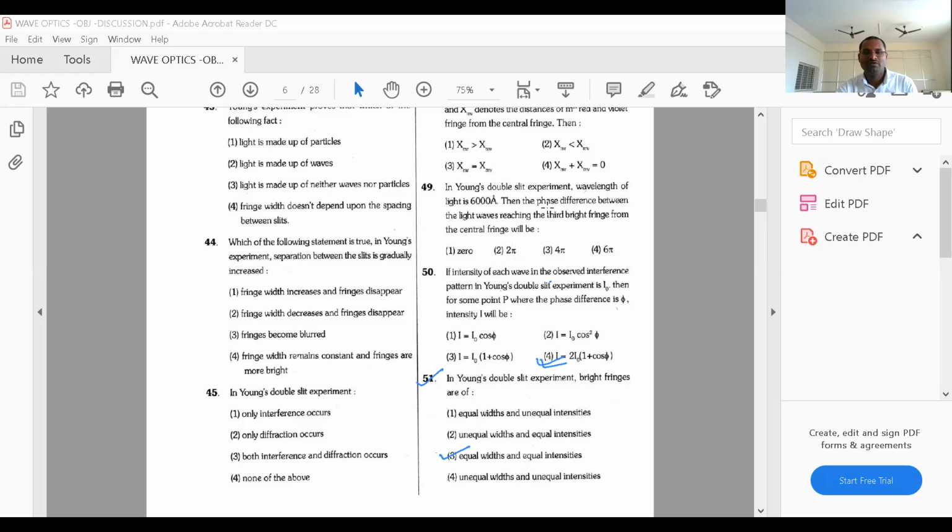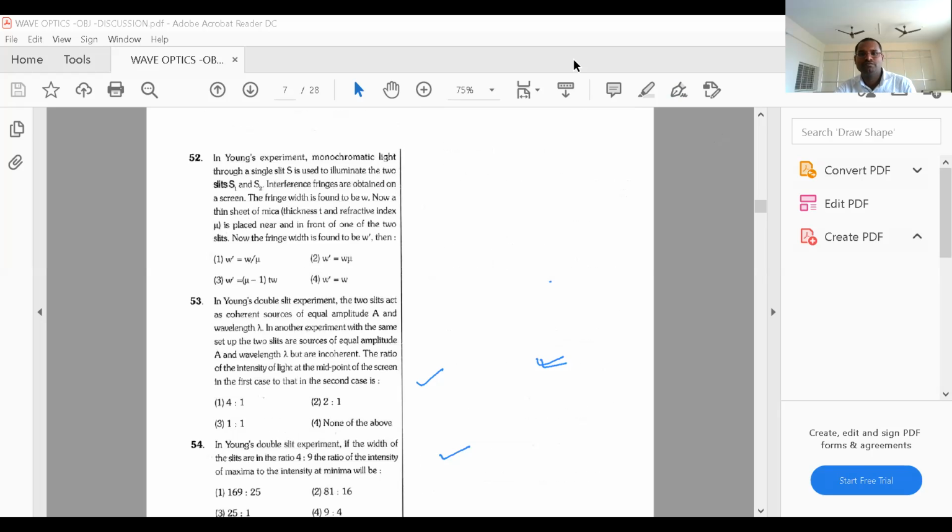Next, question number 52. What have they given? In Young's experiment, monochromatic light, meaning single frequency or single wavelength light, through a single slit S is used to illuminate two slits S1 and S2. Interference fringes are obtained on a screen. The fringe width is found to be W, which is nothing but lambda capital D by small d.